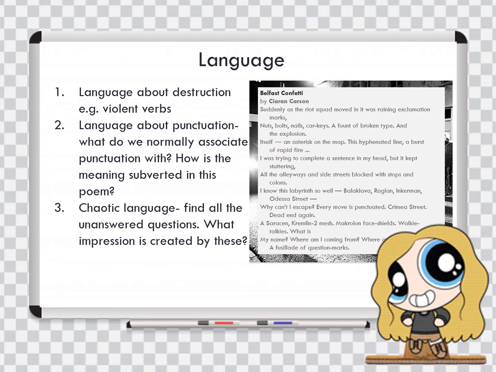And then finally, I'd like you to look for the language that creates chaos, so chaotic language. And to do that, have a look at all the unanswered questions. Again, group them together and consider the impression that is created by these.